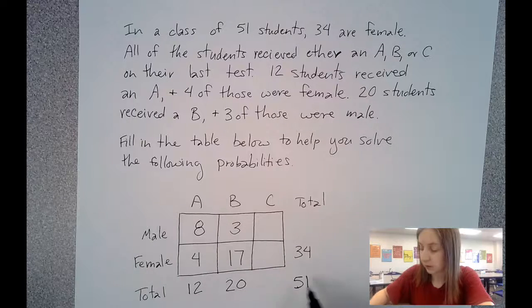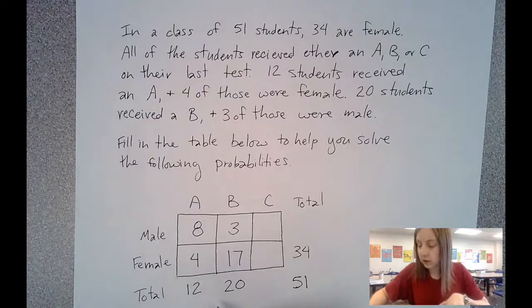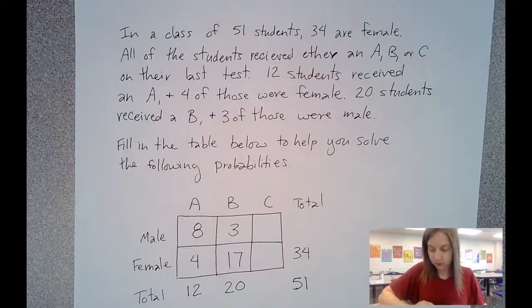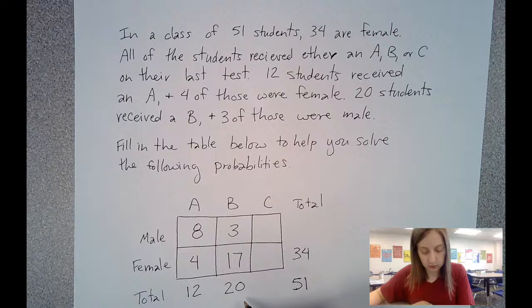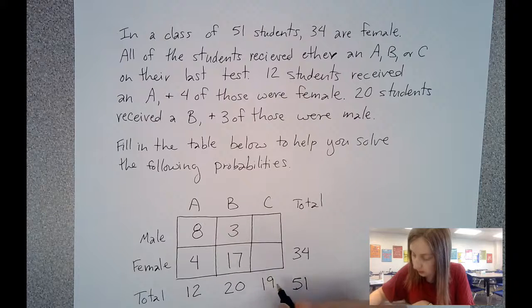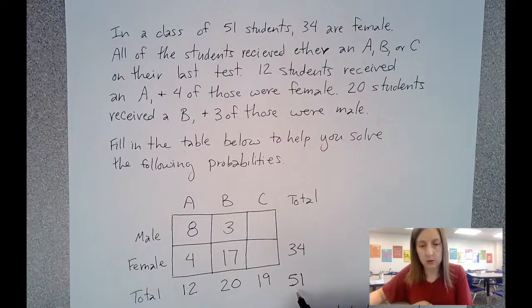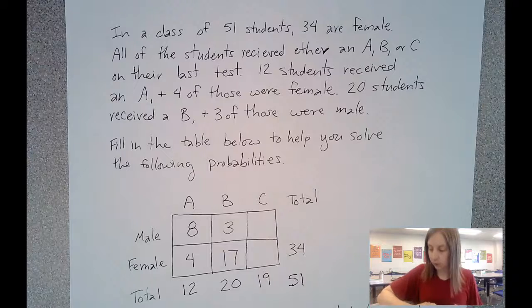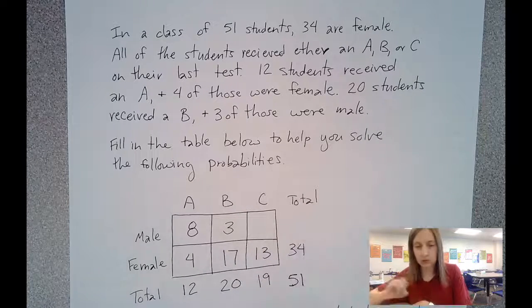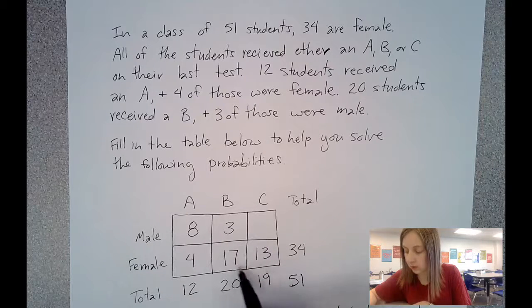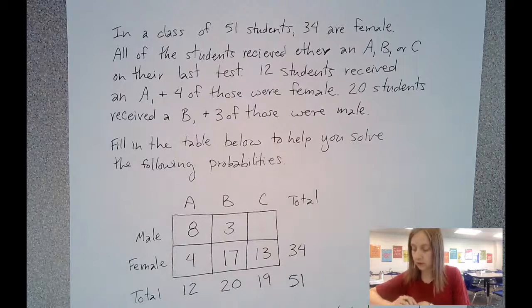We also need things to add up in this direction. So here we have 12 plus 20 plus something equals 51. So that's 19. 12 plus 20 is 32, plus 19 is 51. So that one's good there. Same thing here. 4 plus 17 has to equal 34. So that's 13. 17 and 13 together is 30 plus the 4 gives us 34 right there.